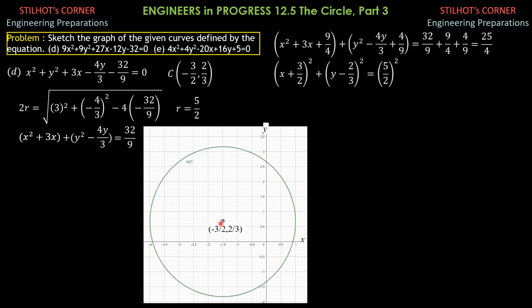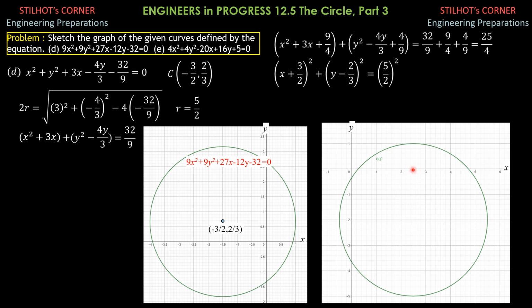So that's around 2.5. So this is the circle 9x squared plus 9y squared plus 27x minus 12y minus 32 equals 0. And for your part E, you have to show that this is the graph. You have to sketch the graph of the circle. The center is at 5/2 comma negative 2. And the radius is 3.